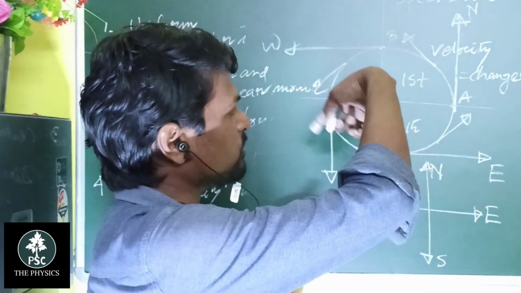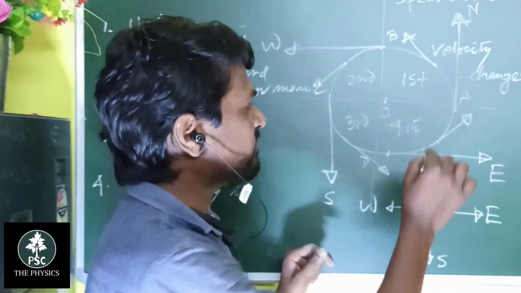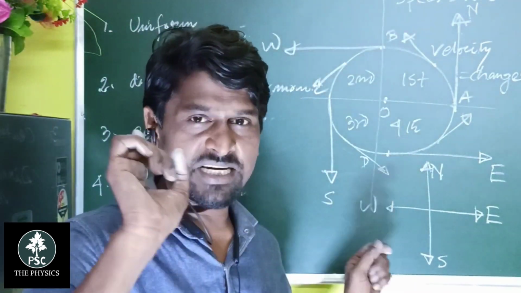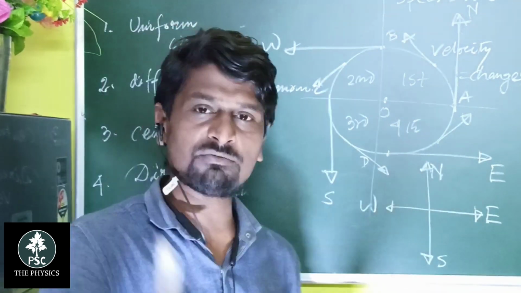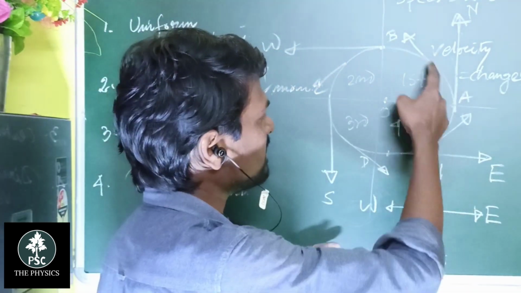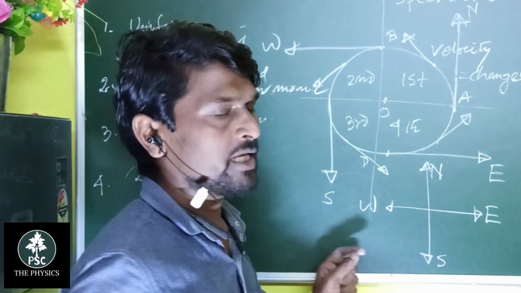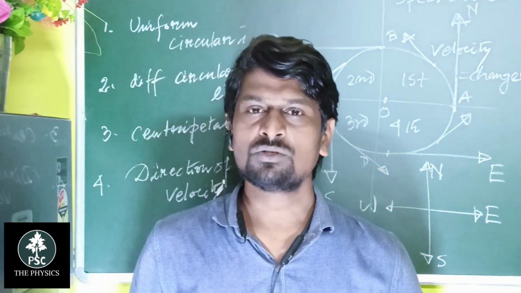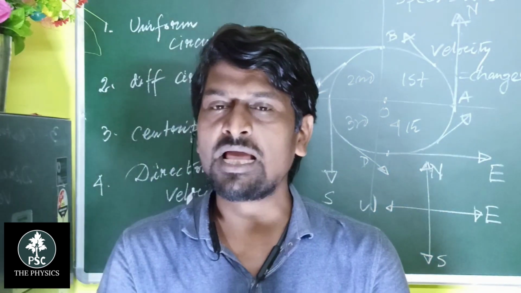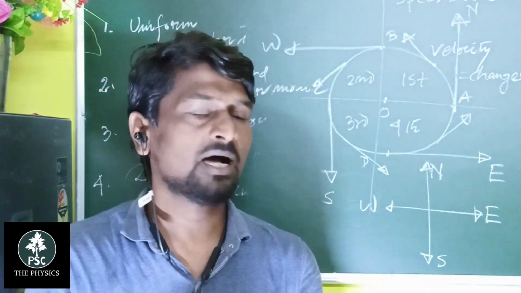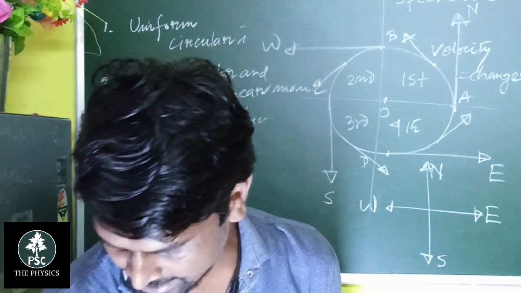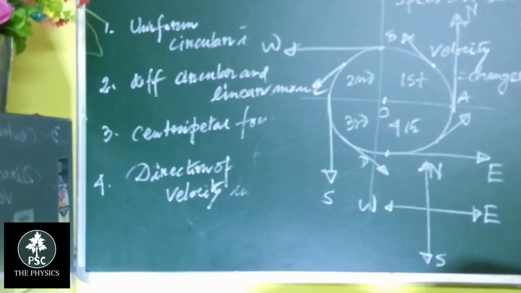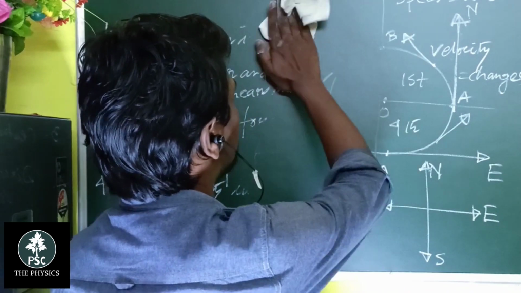So when a particle moves along a circular path with constant speed, but its velocity changes, then we can say that this type of motion is called uniform circular motion. We can give some examples. So take different examples related to uniform circular motion.